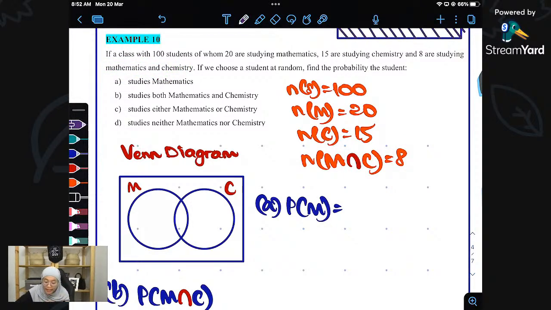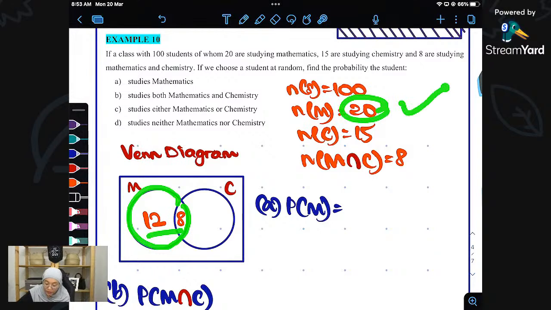So we want to put that in the Venn diagram. Now the maths is 20, but the 20 is for maths only. Okay, but before you put the 20 there, you should put 8 first. 8 will plus with 12, you will get 20. Because that is the maths. The ones that study maths is 20. That's why you have to produce the 12 by yourself.